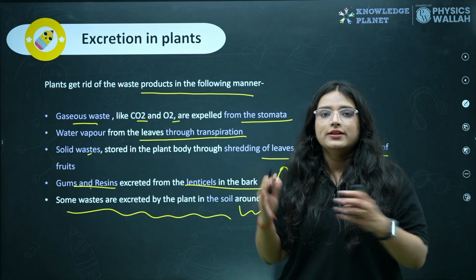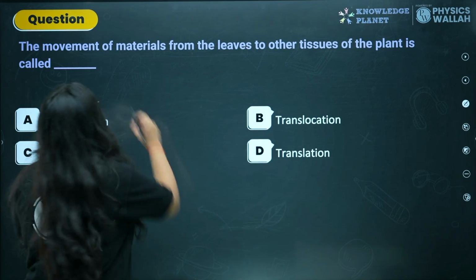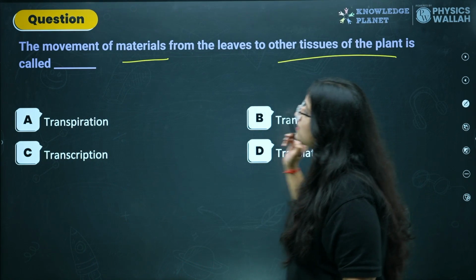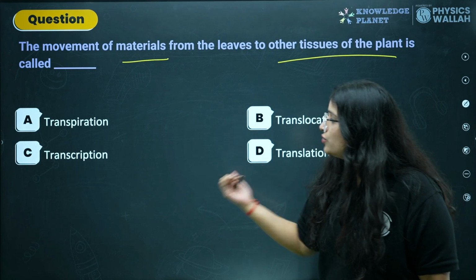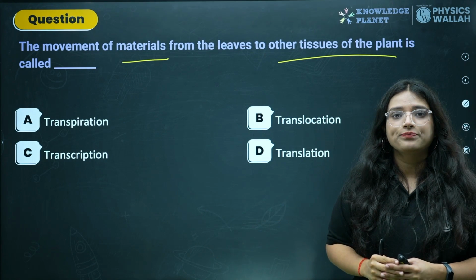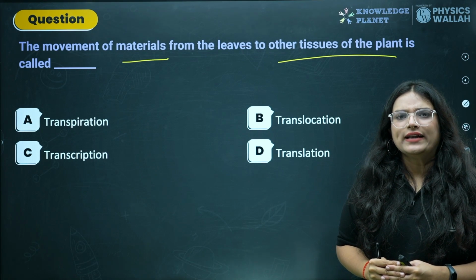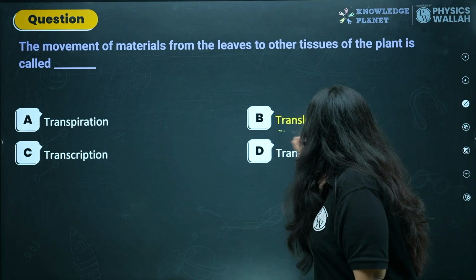All right, now it's time for us to solve this next question: the movement of materials from the leaves to other tissues of the plant is called. You have options: transpiration, translocation, transcription and translation. All right, I hope you guys have answered it correctly. Let's see. The correct answer is translocation.